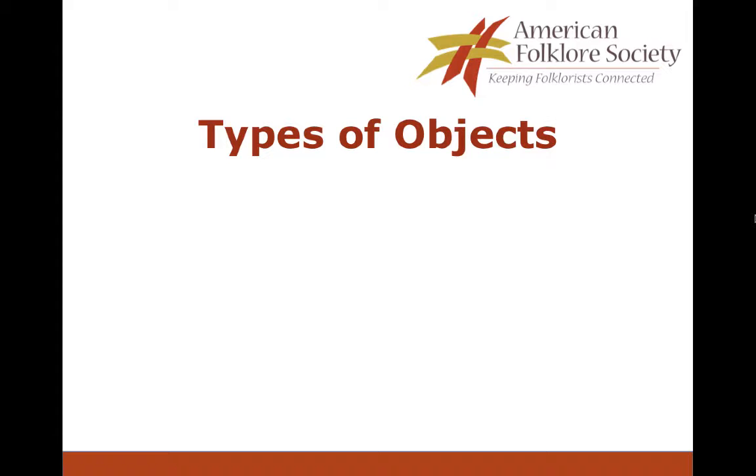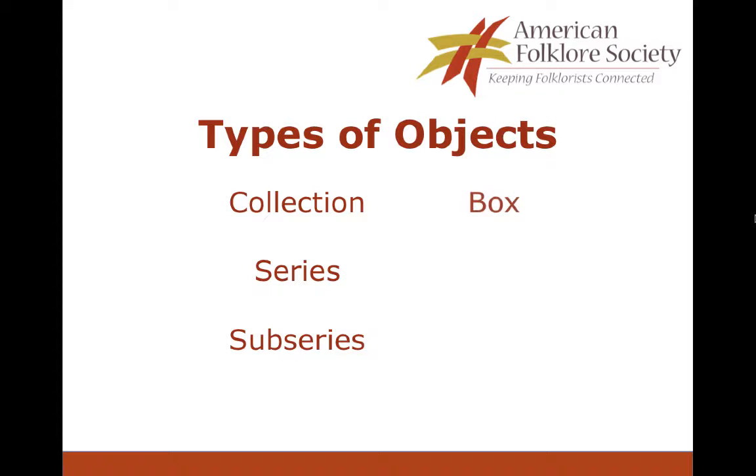To recap, object is the term used in FCD for the type of database records used to describe archival content. The 6 types of objects, collections, series, subseries, box, folder, and item, represent different levels and aspects of archival description. In this video, we will focus on creating item records.